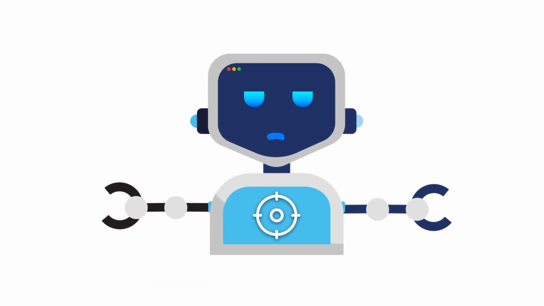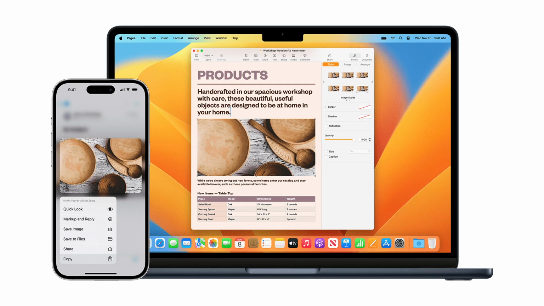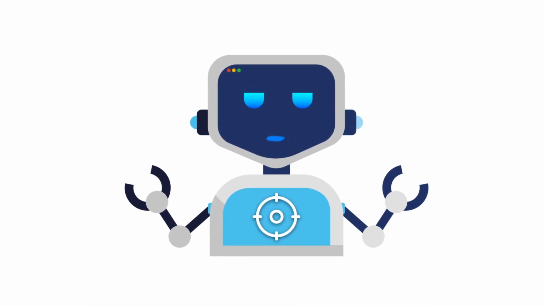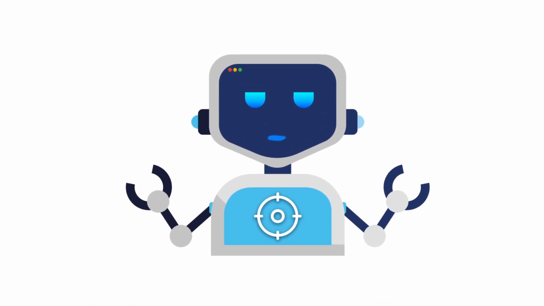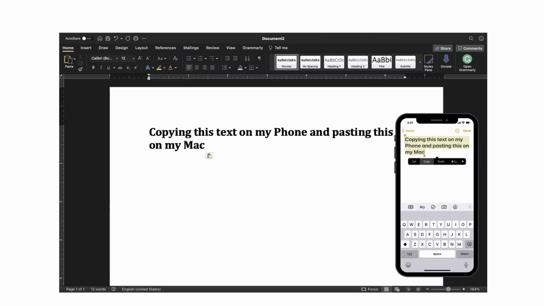Another fantastic feature is the Universal Clipboard. This allows you to copy something on your iPhone and paste it on your Mac, making cross-device tasks a breeze. Imagine you're drafting an email on your iPhone and want to include some text from a document on your Mac. Just copy on one device and paste on the other. It's that easy. Or if you find a quote on a website on your Mac, just copy it and paste it into a note on your iPhone.